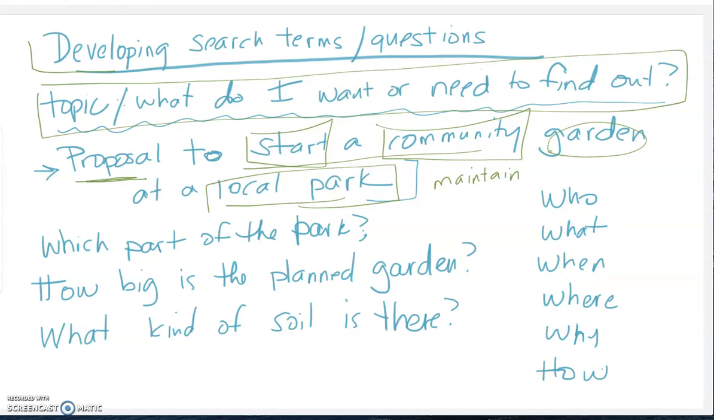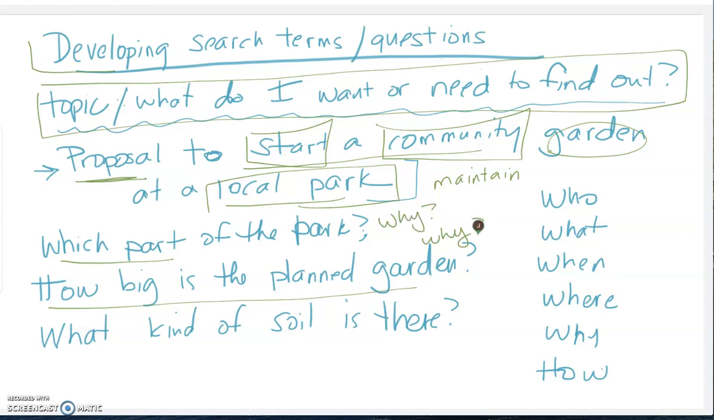I'll also start with some questions, because often it's easier to start with a statement or a question before drilling into individual words. So what are the things that I need to figure out? Well, if I'm going to propose this, I need to propose which part of the park I think would be good for the community garden. And along with that, I'm probably also going to have to tell them how big I think the garden should be, and probably why to both of those.